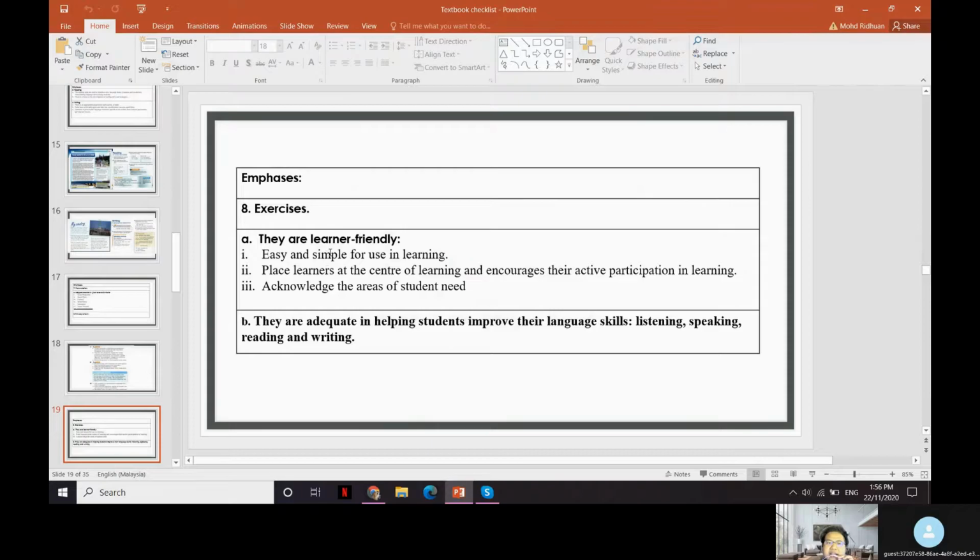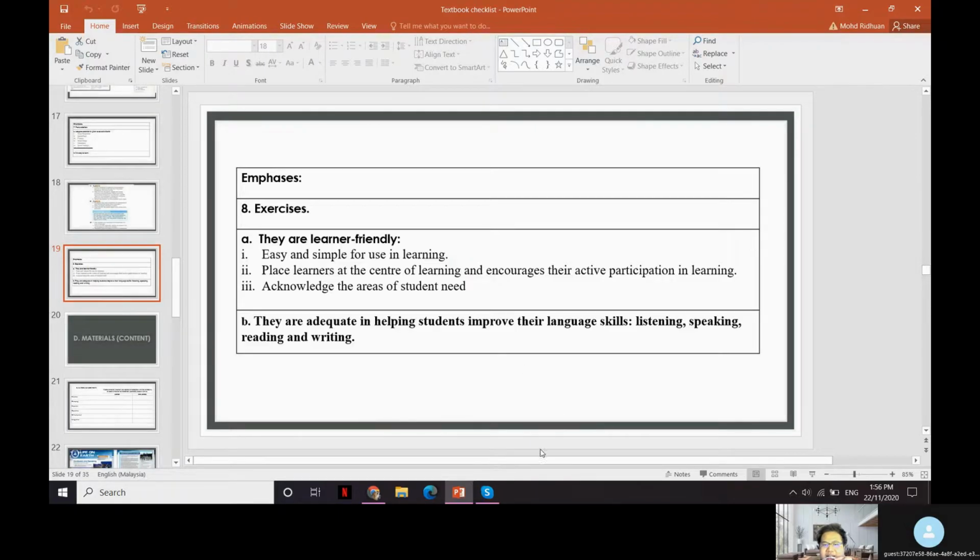For exercises, they are learner friendly, and it is easy and simple for use in learning. The exercises place learners at the center of learning and encourage their active participation in learning. It also acknowledges the areas of student need. They're adequate in helping students improve their language skills in terms of listening, speaking, reading, and writing.